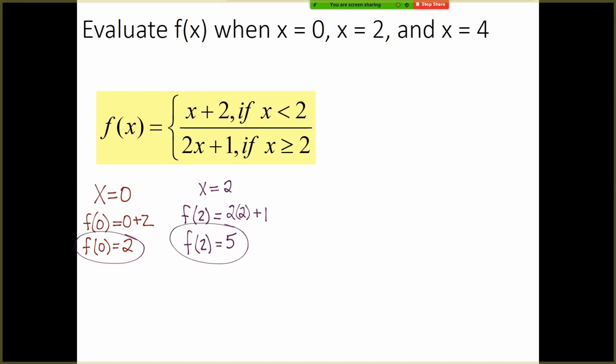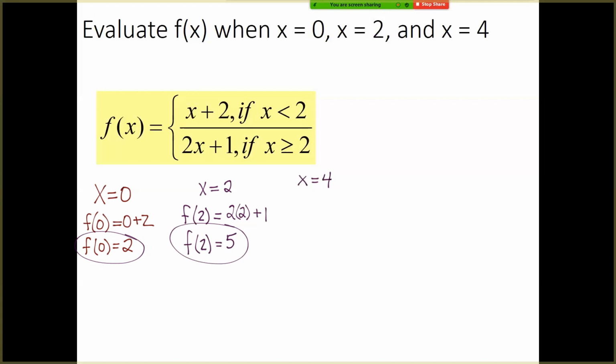So you're never going to do anything with this right part of your piecewise. This is just to tell you which equation or which part you're going to use on the left. And again, you're only allowed to use one at a time. So if I evaluate 2, I can't plug it into the top and the bottom. I can only plug it into the one that meets the constraint. So if x is greater than or equal to 2, that's the one we use. So any number that's greater than or equal to 2, we're going to use the 2x plus 1. For any number that's less than 2, we're going to take x plus 2.